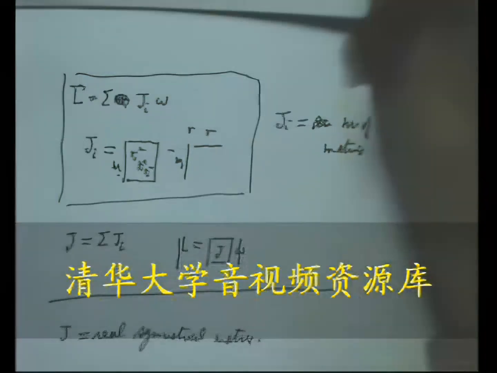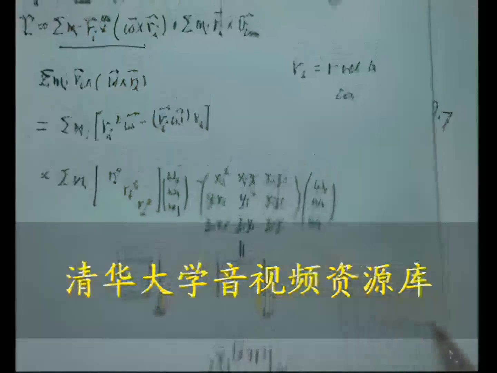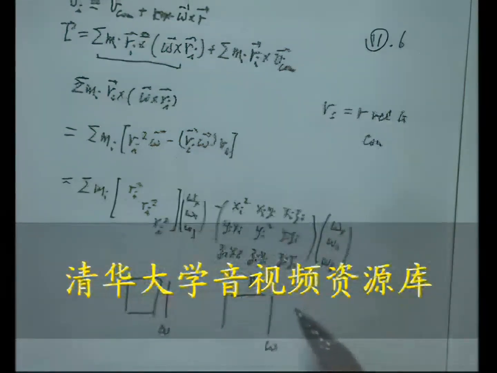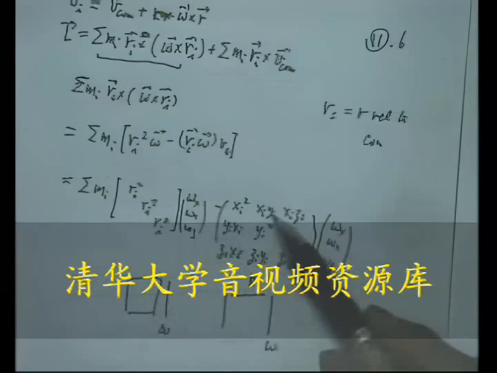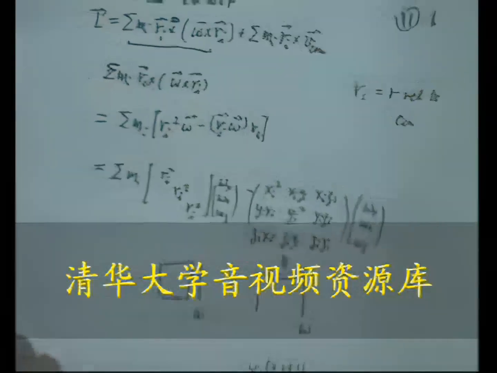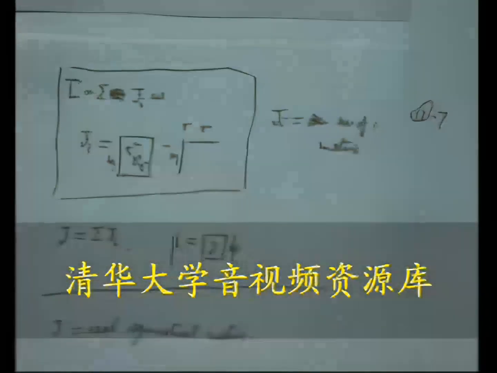Why is it real symmetrical? Because J is this thing. And it's of course real. Every quantity is real. It's symmetrical because this is x, y, this is y, x. And of course it's symmetrical. x, z is z, x. So by definition, J is a real symmetrical matrix.